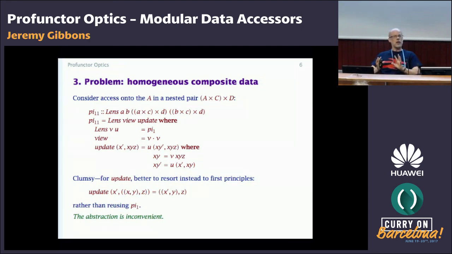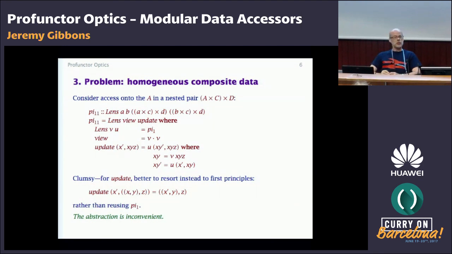That works. That's fine. It's the update that's the problem, because what you need to do with your nested pair is extract the left-hand pair out of that, update the left-hand component of that left-hand pair, and then put it back in again. So you need to use the getters in defining the composite setter. So you'll see in the definition of update there, it uses u twice, the update for a pair, but it also uses v once. So that's a bit clunky. Why couldn't we just compose the update functions?